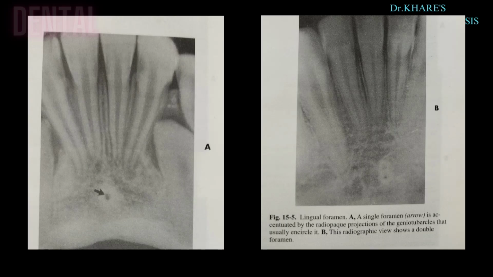This is the IOPA of mandibular anterior region showing lingual foramen. The radiograph A shows a single foramen which is accentuated by the radiopaque projection of genial tubercle that usually encircles it. The radiograph B is showing the double foramen.